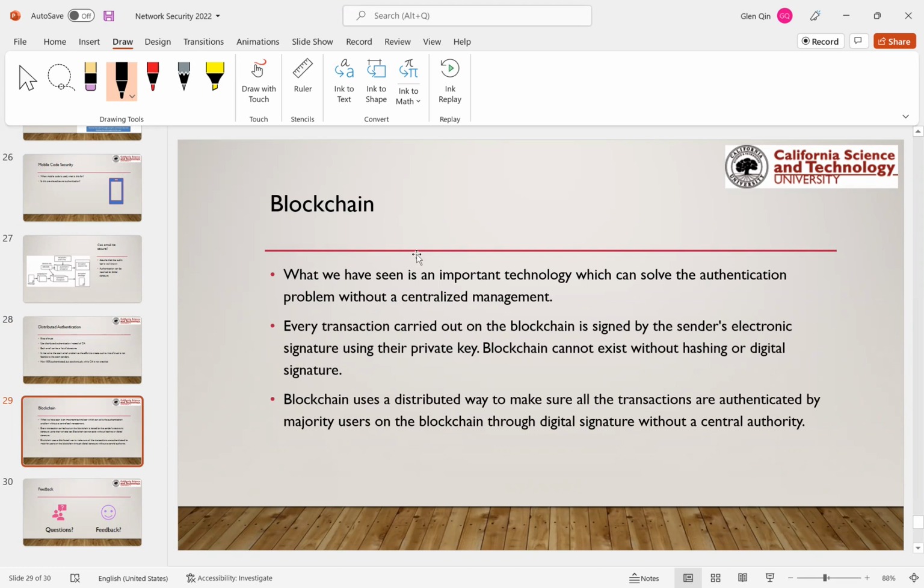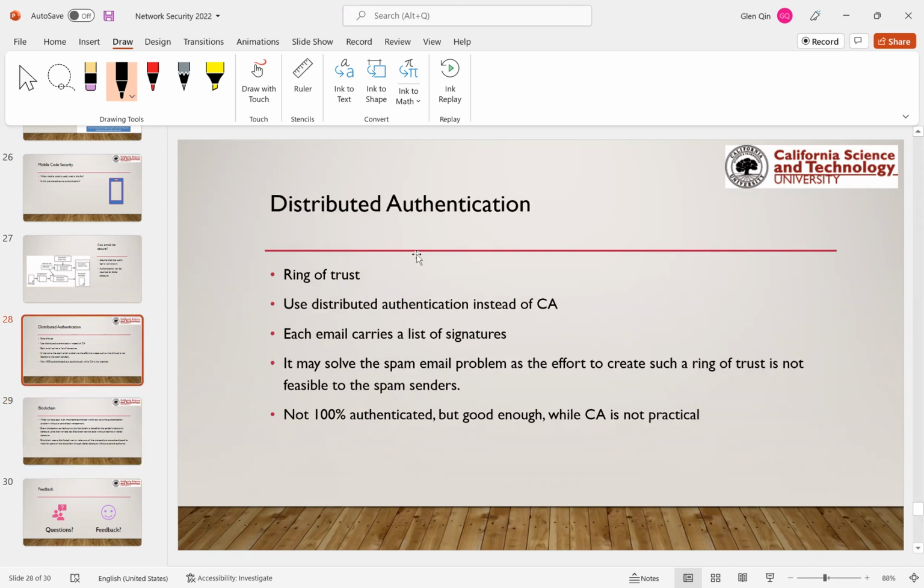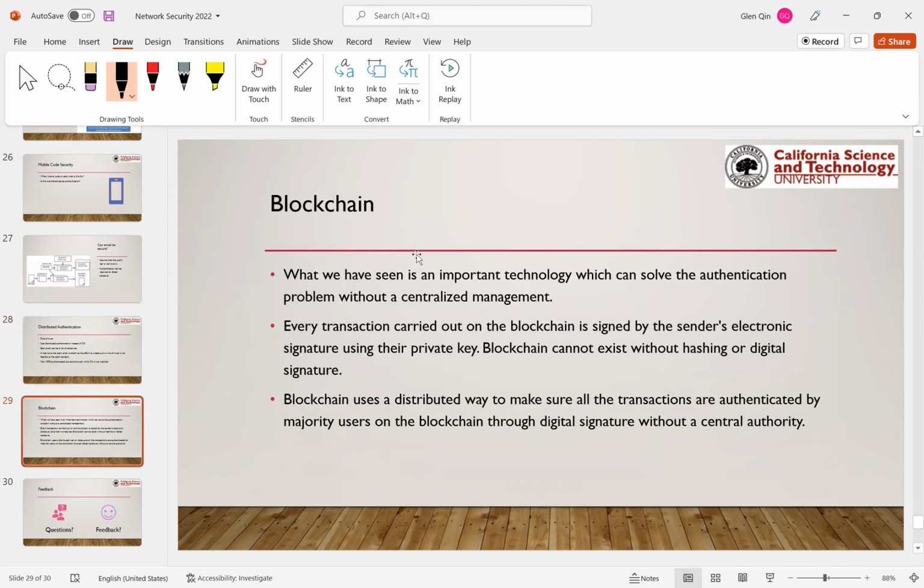So how are you going to do that? The way is called distributed authentication. Distributed authentication means I don't need a pre-shared secret. I don't need a centralized authority. I just count on every member in the community and I trust them. So this is basically what the blockchain is about. This is decentralized authentication.